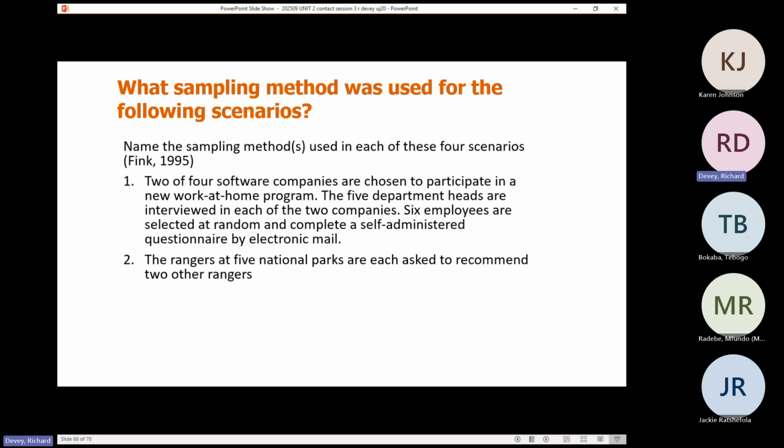Okay, now I've got a test for you. We've got different examples here. Two of 4 software companies are chosen to participate in a new work at home program. The 5 department heads are interviewed in each of the 2 companies, and then 6 employees are selected at random and complete a self-administered questionnaire by electronic mail. What kind of sampling is being used here?